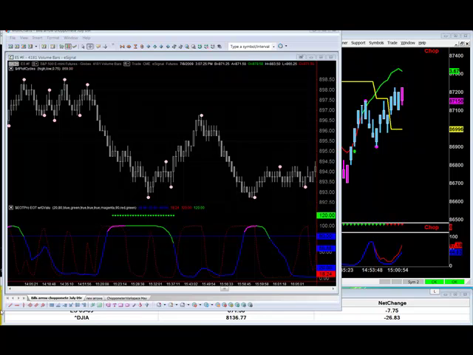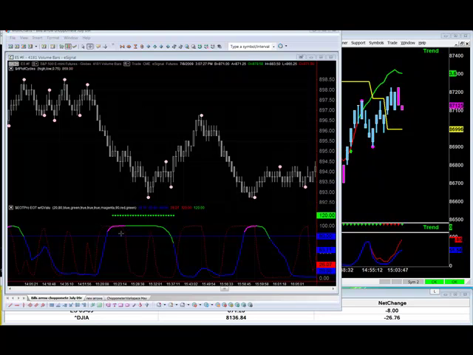Let's talk about the blue line first. The blue line is only really important when this indicator is at a high, because it's telling you that the trend may be over, may be over, may be over, and it hooks down. Okay, the trend is over. That's why it's called end of trend.